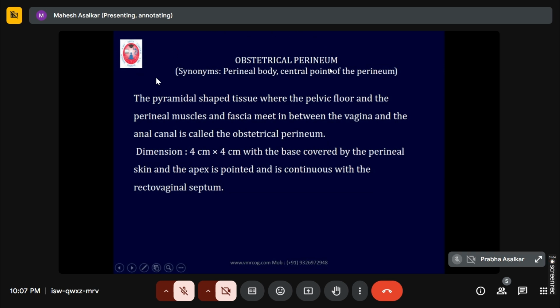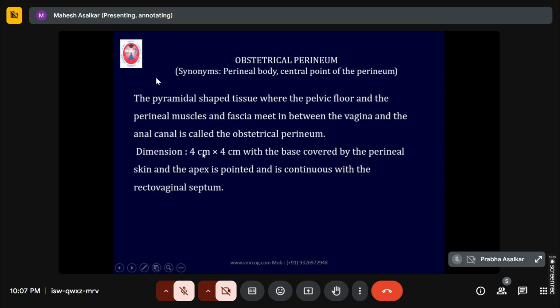Now coming to the obstetric perineum, also called the perineal body, the central point of the perineum. These are actually short notes for MS candidates. Okay, there can be a short note on the perineum, there can be a short note on the pelvic floor. So this is what you are supposed to write. Then coming to the obstetric perineum, the pyramidal shaped tissue where the pelvic floor and the perineal muscles and fascia meet in between the vagina and the anal canal is called the obstetric perineum.